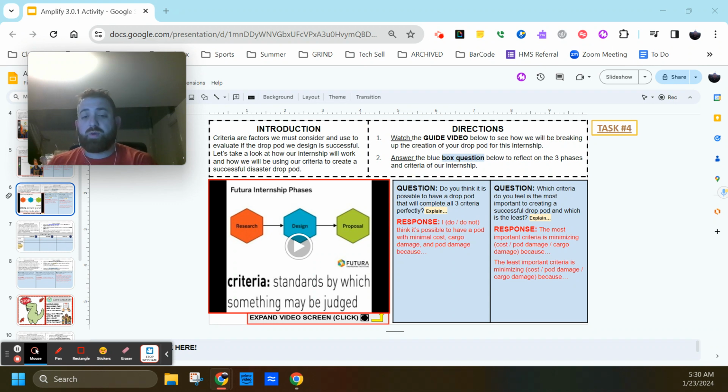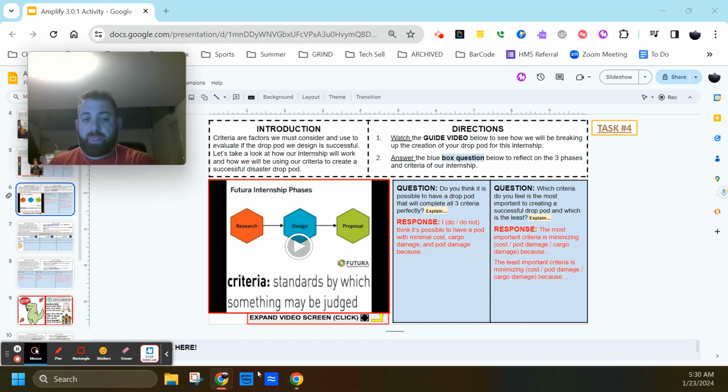And then there's the proposal phase, which is this final phase here, where you're going to be writing a proposal describing the evidence from your research and tests on how your supply pod is the best at meeting the three criteria. The criteria that you have been introduced to by Nisa Carr, and the criteria that we are going to look at one last time and think about in terms of how we will go about designing our pod.